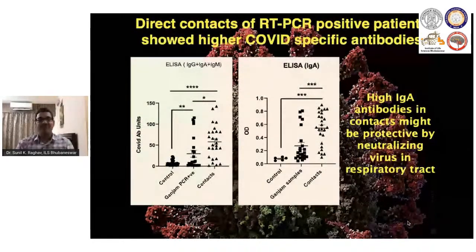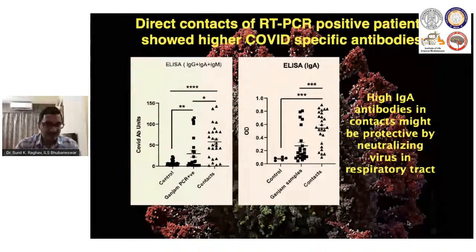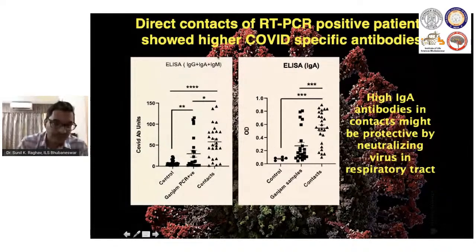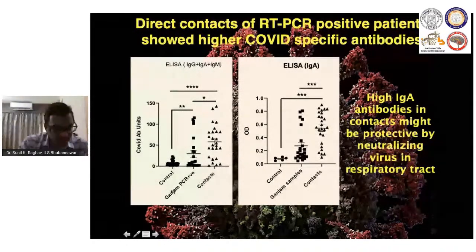So we first check the antibodies against COVID-19. So this is the ELISA. We use an ELISA technique to measure the antibodies. And these are the total antibodies. This can be IgG, IgA, IgM. So here what you see, these are the controls. You see that they don't have antibodies against this infection at all.